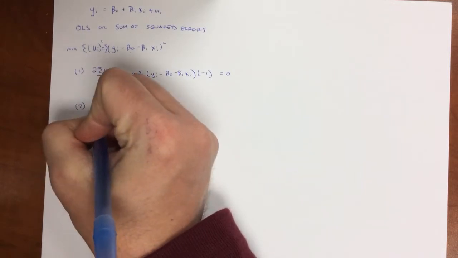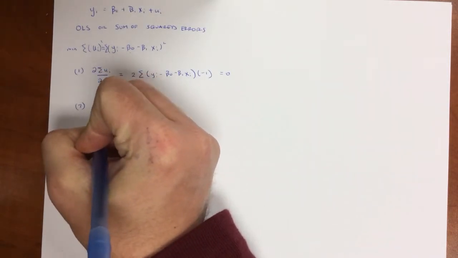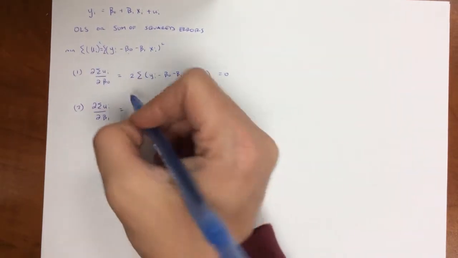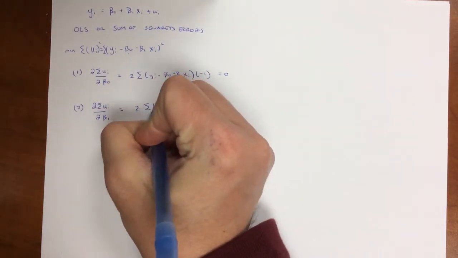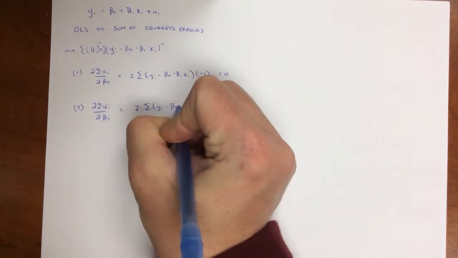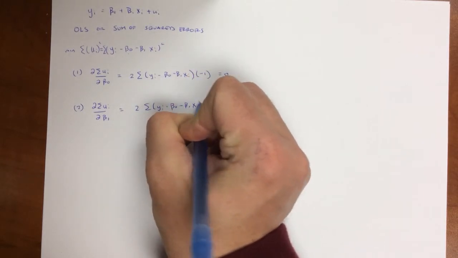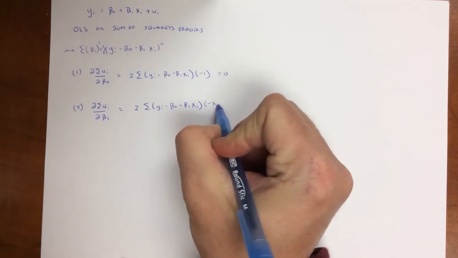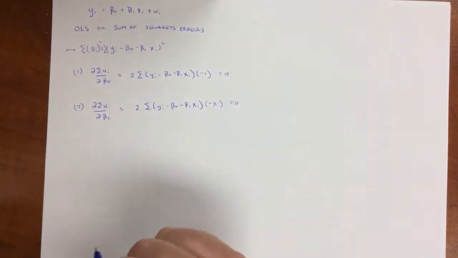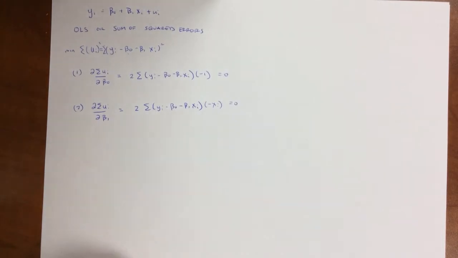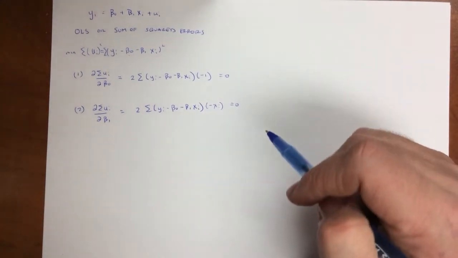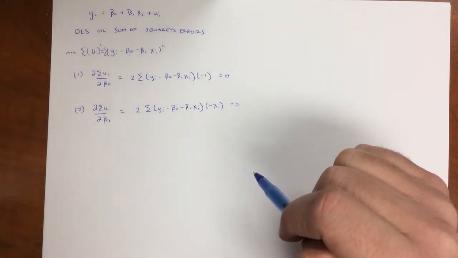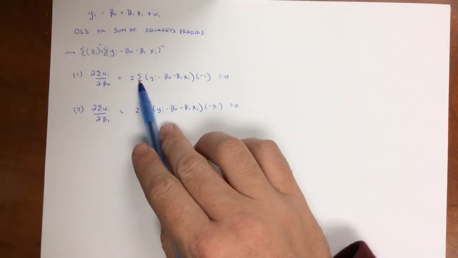Our second one is to take the partial derivative with respect to beta 1. That's going to be similar. We take the 2 out in front, the summation of y_i minus beta naught minus beta 1 x_i, and now the derivative of the inside is negative x_i, and we set that equal to 0. So those are the two equations we want to solve. The question is, how do we go about solving those? Well, let's solve this one first.